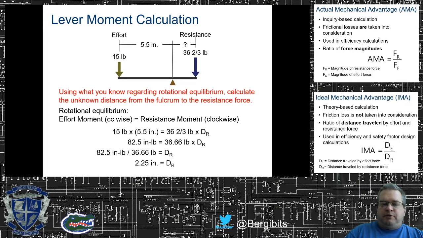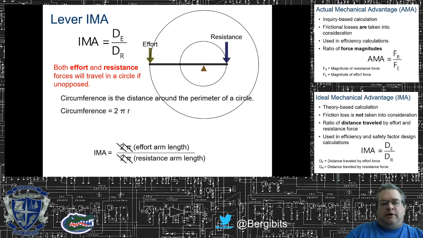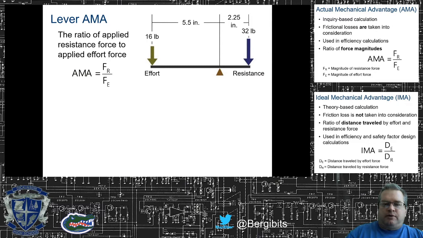So rotational equilibrium, I may not have said this clearly the first time, is effort moment counterclockwise equals resistance moment counterclockwise. So for lever IMA, your effort circumference is the outer circle. The resistance circumference is the inner circle. And we are going to look at IMA as the effort arm length and resistance arm length.